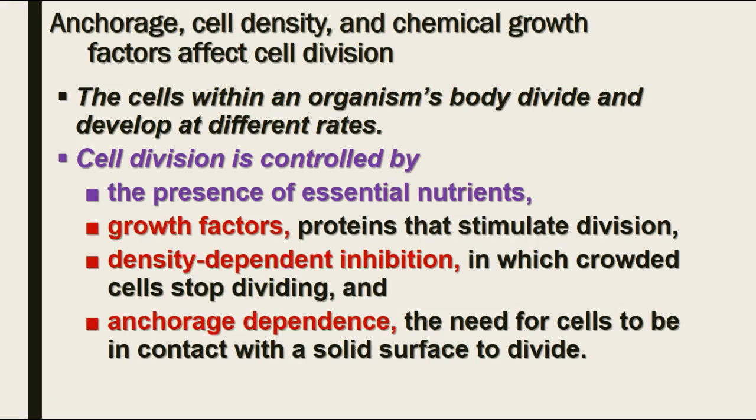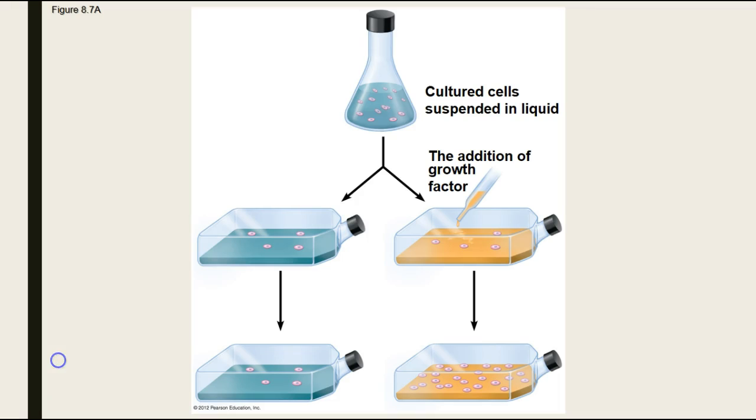There are various things that work toward controlling cell division, one of which is the presence of the particular nutrients that are needed by that kind of cell. Also, there are growth factors, which are proteins that stimulate cell division when necessary. There is something called density-dependent inhibition, in which once the cells get crowded into the area that's available for them, they'll stop dividing. And then finally, anchorage dependence, which is the need for cells to be in contact with a solid surface in order to divide.